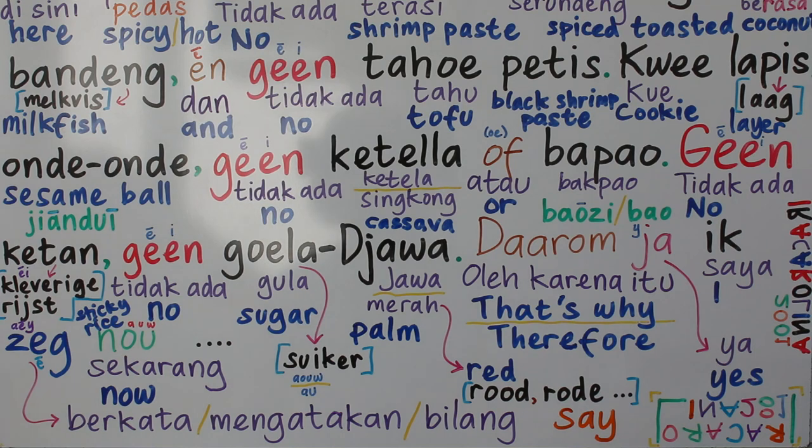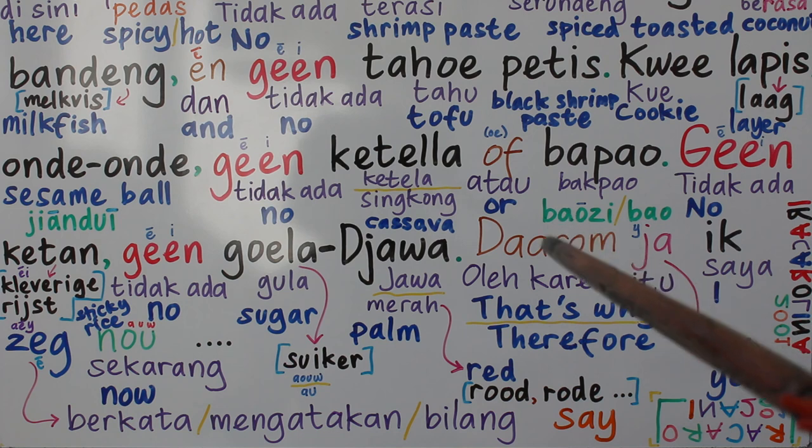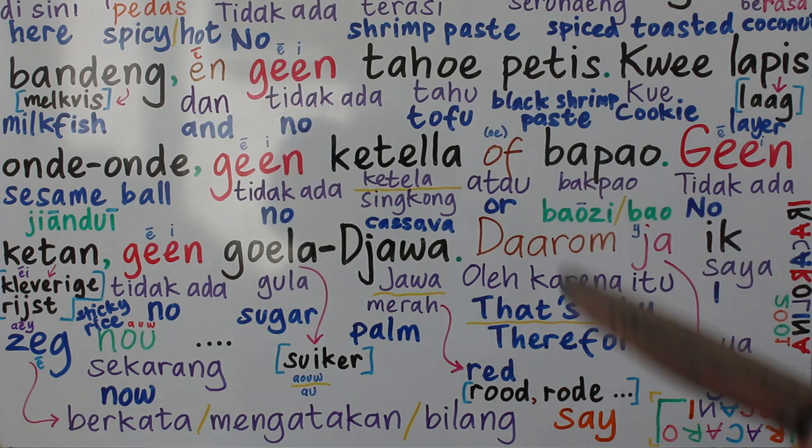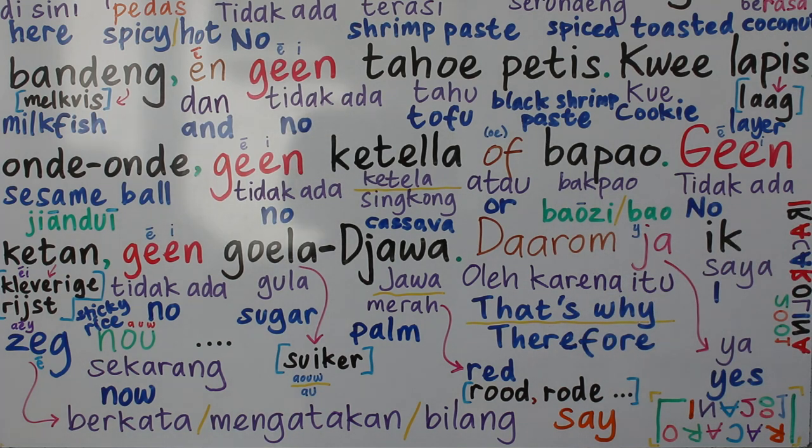In Indonesian it is bakpao. Sometimes we pronounce this one with a U, or we don't pronounce the K letter, it becomes silent. Bakpao. The original one is also from China.